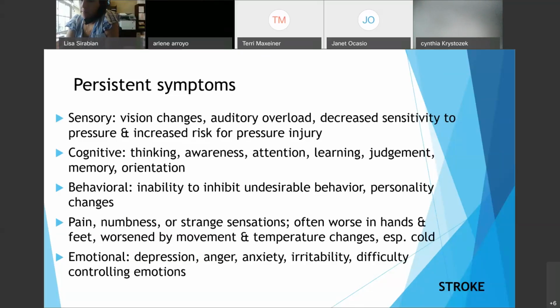And then the emotional component. I think for all of these that we're going to be talking about, there's an emotional component. That component may be directly related to the brain damage, or it might be related to, or also related to just dealing with the life changes that come about because of these neurological disorders.